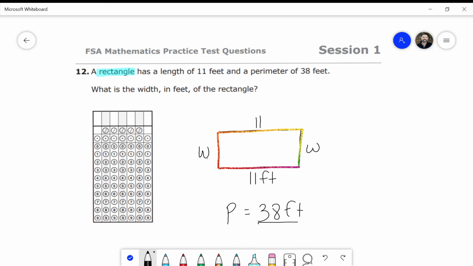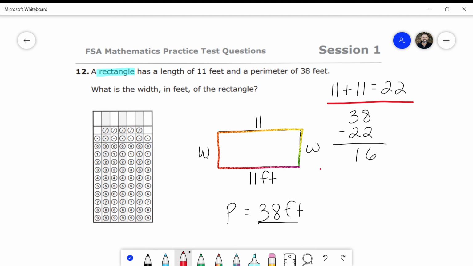Step one is to add the two sides that we do have. So we have 11 plus 11, which equals 22. All right, so that's step one. Now, step two is when you take the sum, which is the 22, and you subtract it from the total perimeter. So 38 minus 22. We start with the ones. 8 minus 2 is 6. 3 minus 2 is 1.